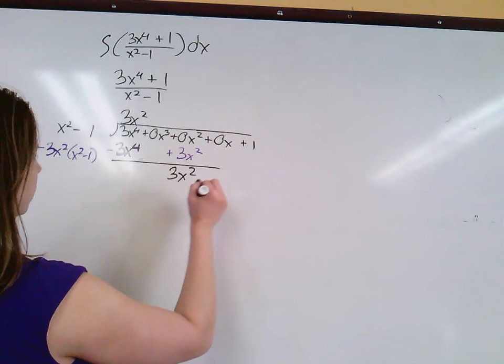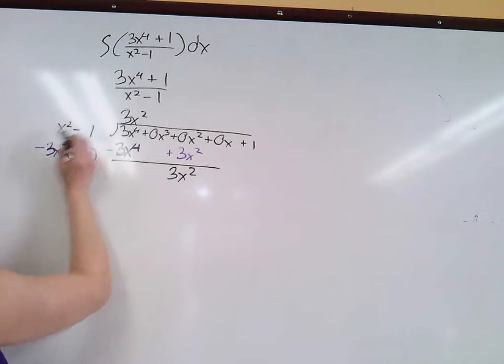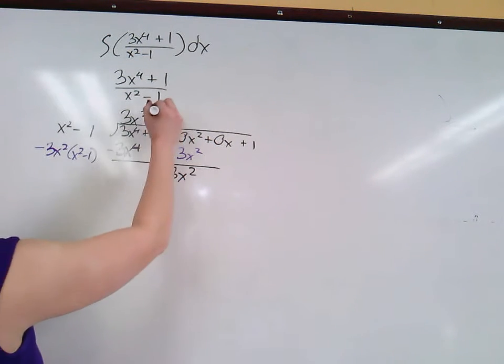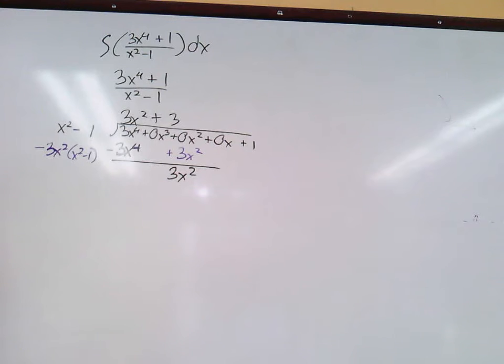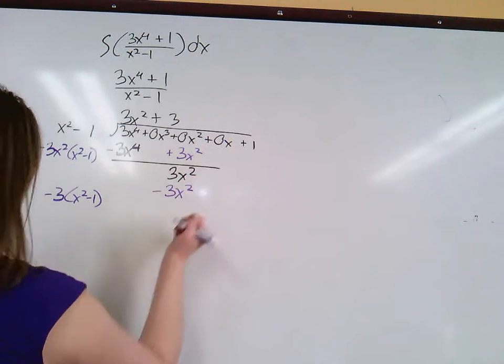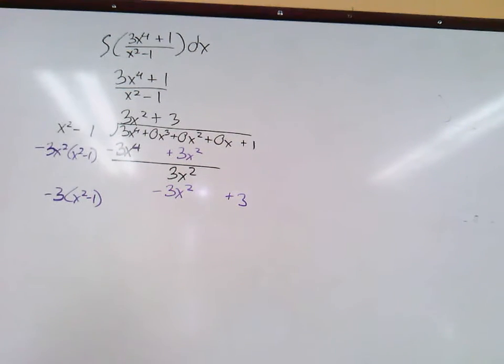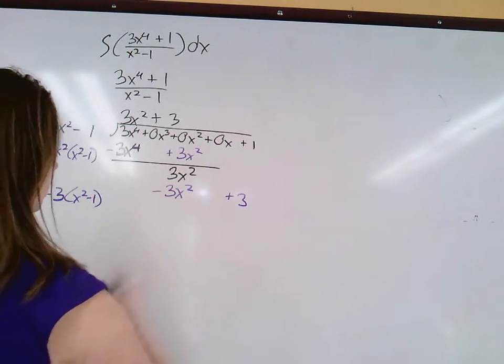Okay. Now you're going to do 3x squared divided by x squared, which is going to give you 3. Okay? So now you're going to have negative 3 times x squared minus 1. And you're going to get negative 3x squared plus 3. Okay. And I'll just bring that plus 1 down here.